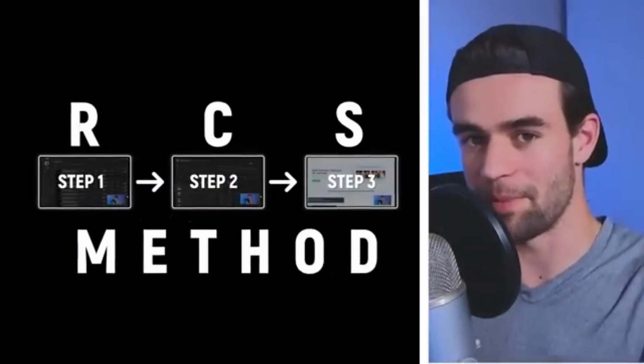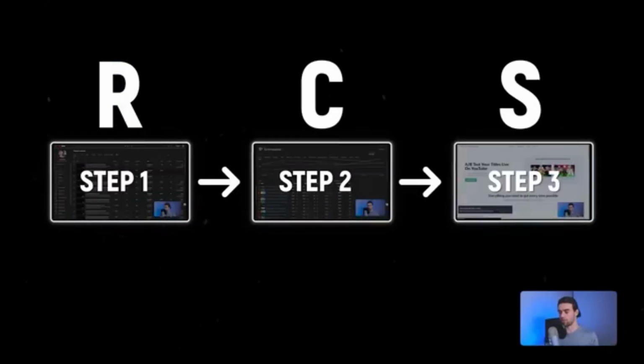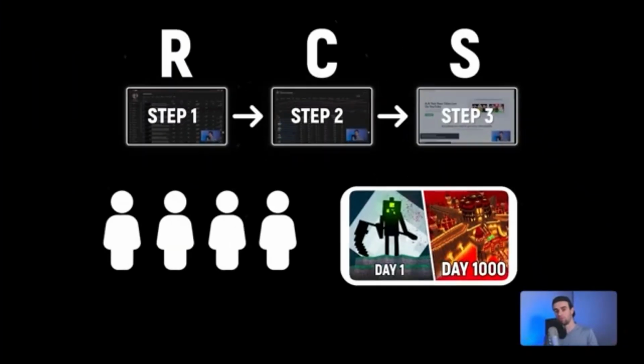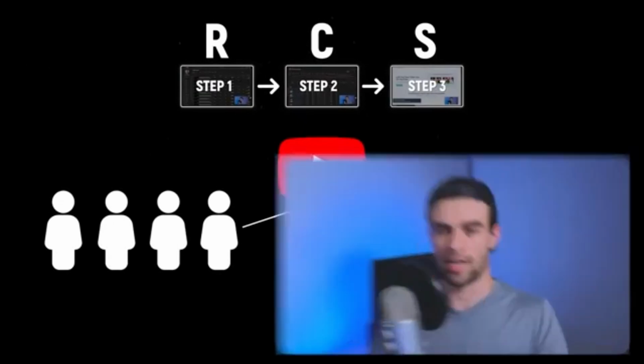Let's go through this step by step. First, why and how does this method actually work? Well, it's a scientific process that gets more people to click on your videos when YouTube recommends it to them. It's kind of like increasing your impression click-through rate, but the RCS method goes a bit deeper and there are a few key distinctions which I'll talk about later.